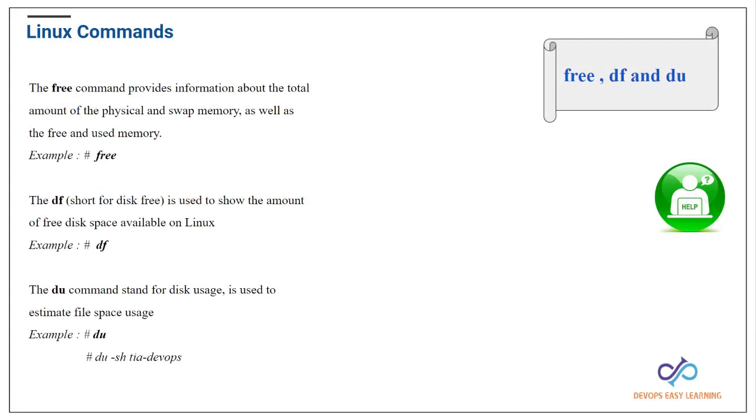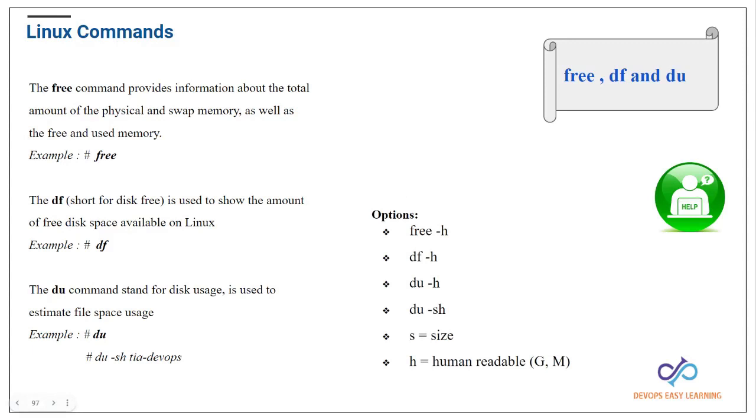The disk usage command is used to evaluate the size of a particular directory or folder. Let's say you have a particular folder on the Linux operating system and you want to know its size. How can you do that? You need to use the command called du, which is disk usage.